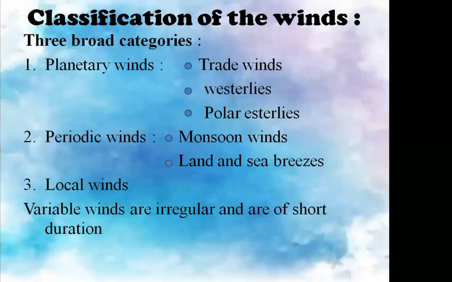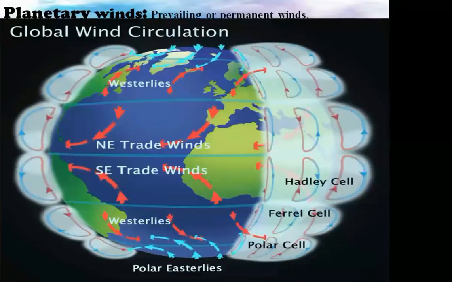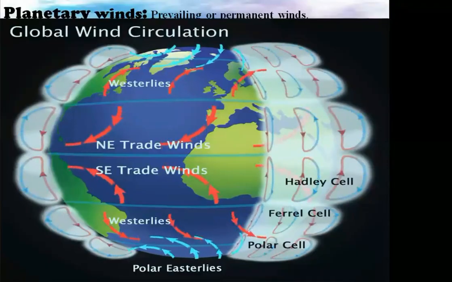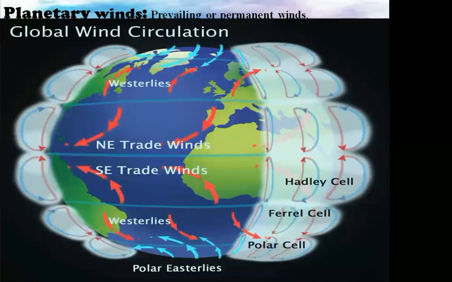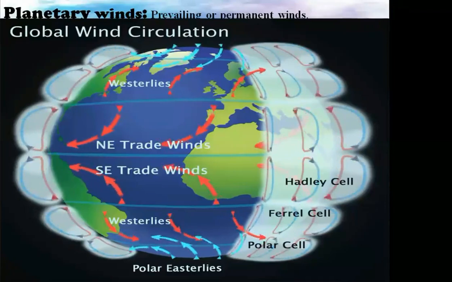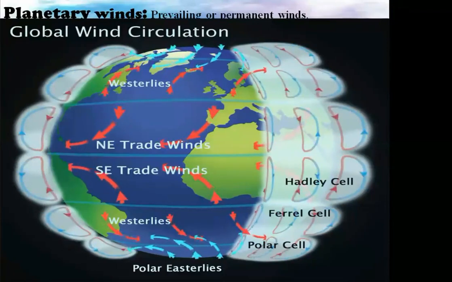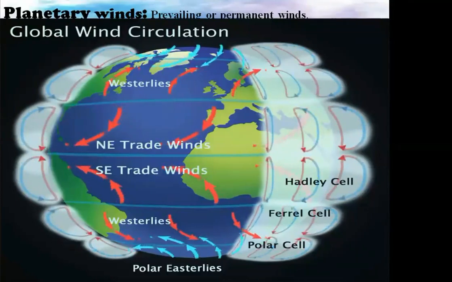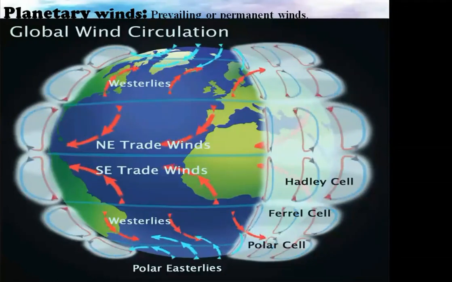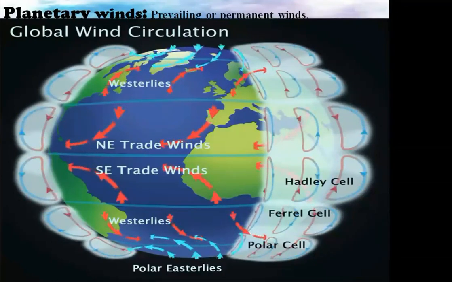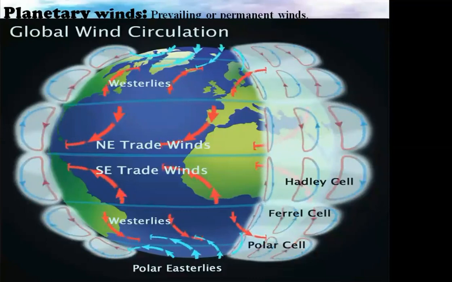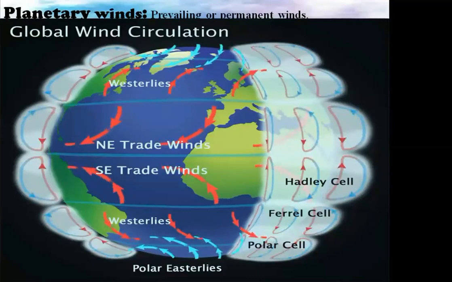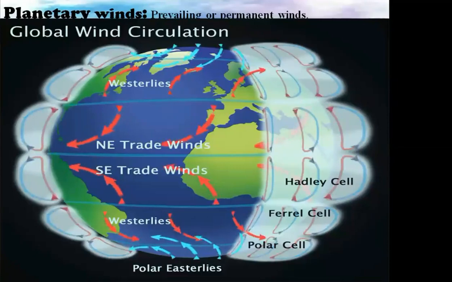Based on that, wind is classified into three broad categories. Let's understand the planetary winds. They are also known as prevailing or permanent winds. They include trade winds, westerlies, and polar winds. Trade winds blow from the northeast to the southwest, therefore they are known as northeast trade winds. In the southern hemisphere, they blow from the southeast to the northwest and are known as southeast trade winds.